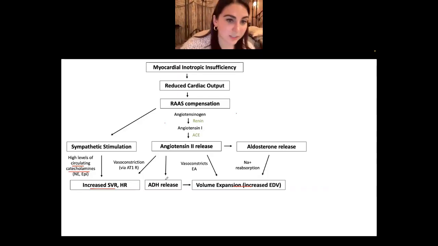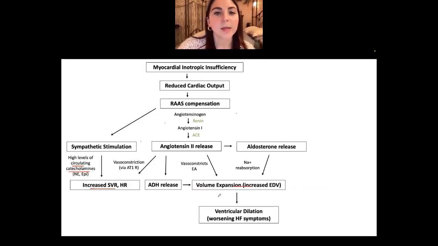Angiotensin 2 does all sorts of stuff. Remember, it releases ADH. I didn't put it on here, but it goes to the pituitary gland and causes you to be really thirsty. It's going to vasoconstrict the efferent arteriole, which we will talk about, but this is going to help with sodium reabsorption, which leads to volume expansion. It also is going to cause vasoconstriction by binding to AT1 receptors. So remember, angiotensin 2 binds to AT1 receptors on the arteries.